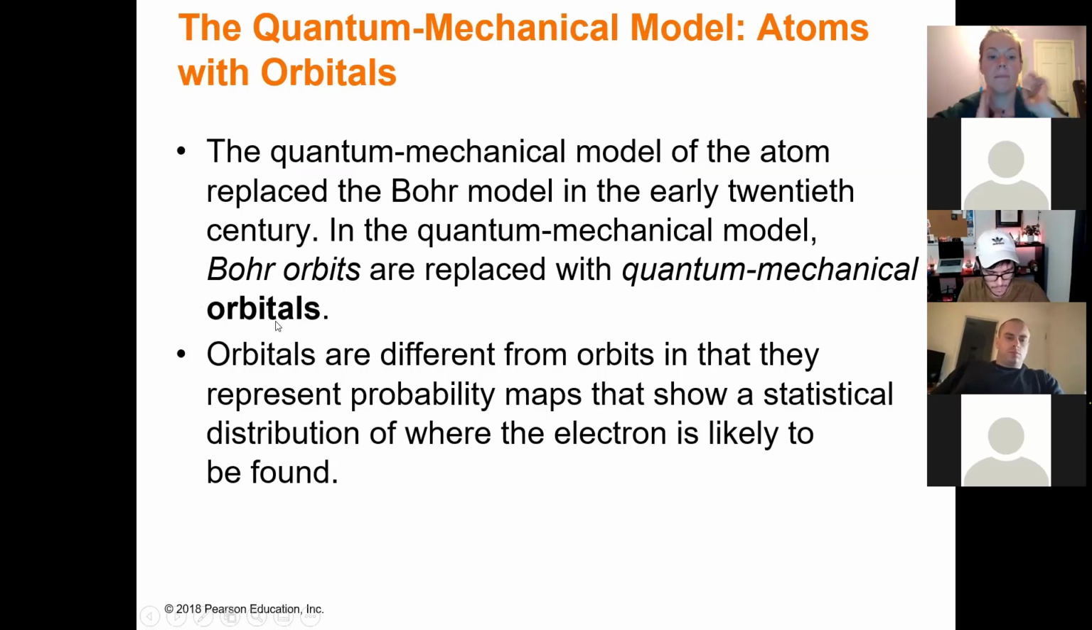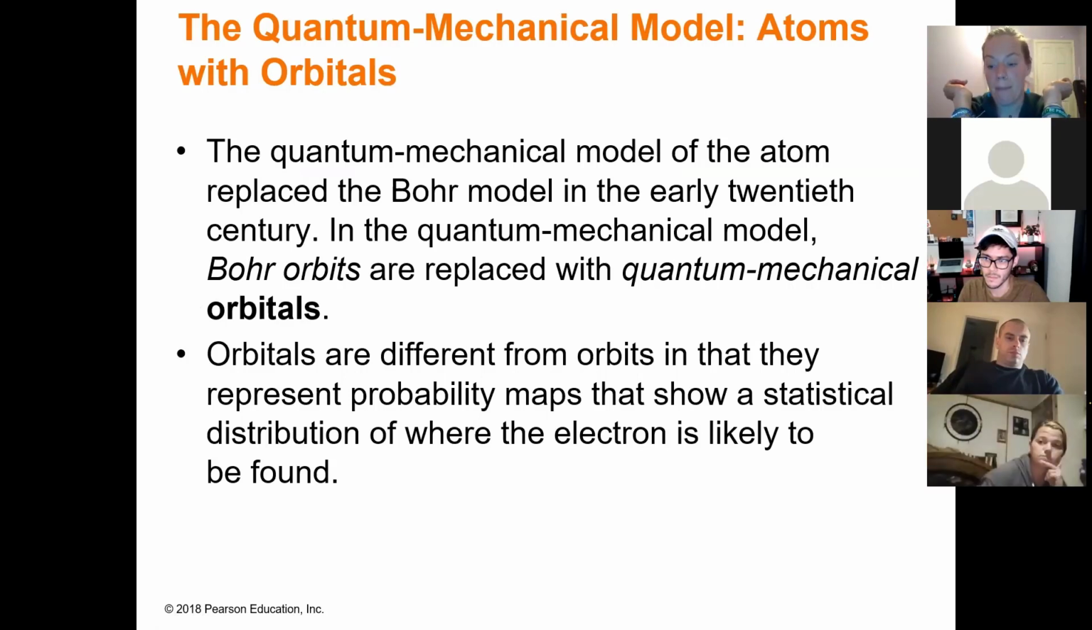In the quantum mechanical model, instead of having an orbit, we have what's called an orbital, so ends in AL. An orbital is different from an orbit, in that instead of it being like a track where we know exactly where the electron is rotating around the nucleus, now we have a probability map, or we have an area, a statistical area where we think the electron is. We don't actually know where the electron is. We can't know the location and the velocity of the electron at the same time.